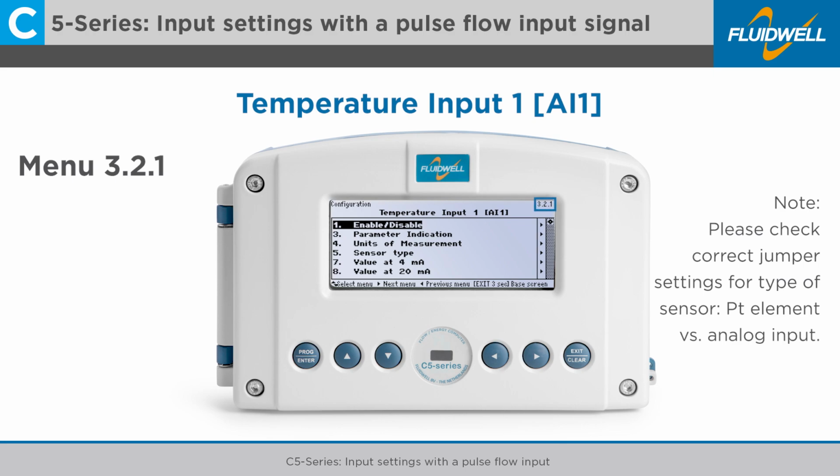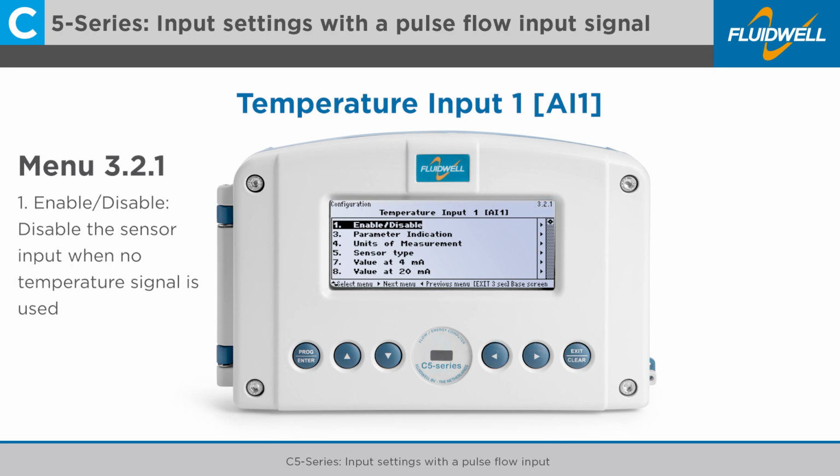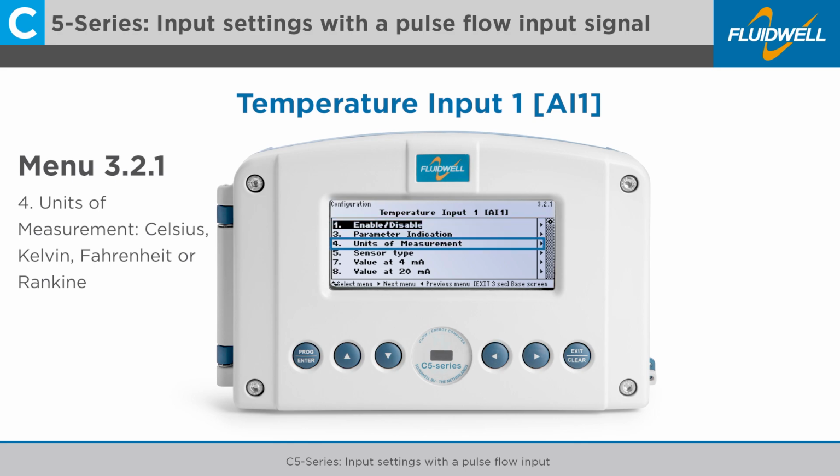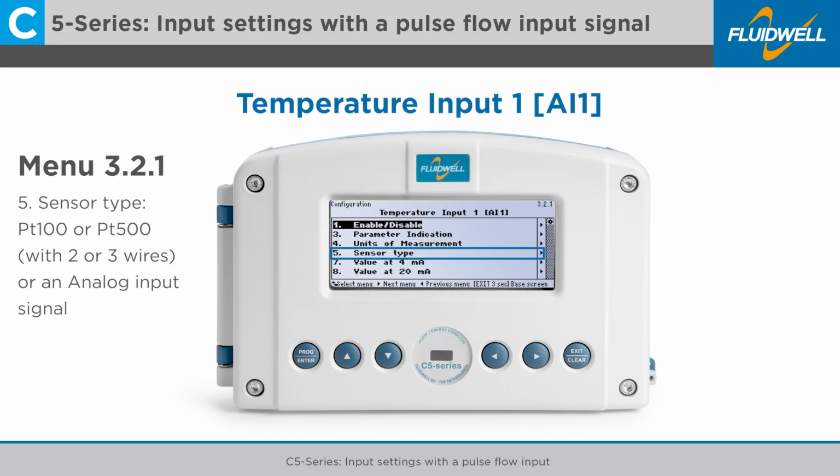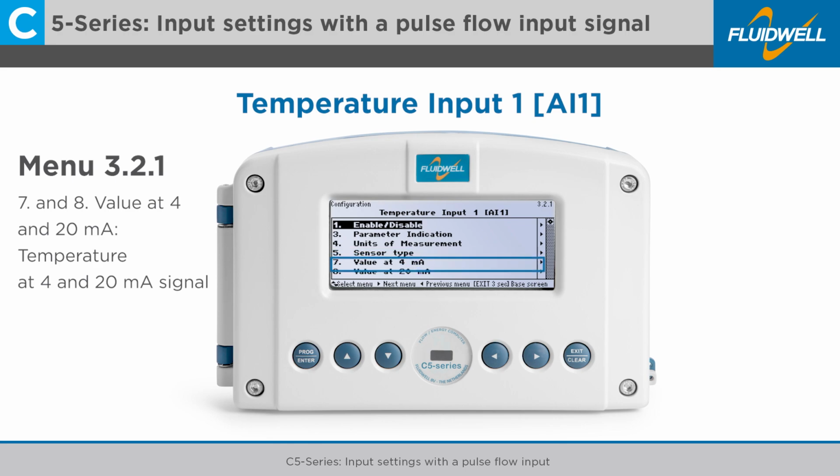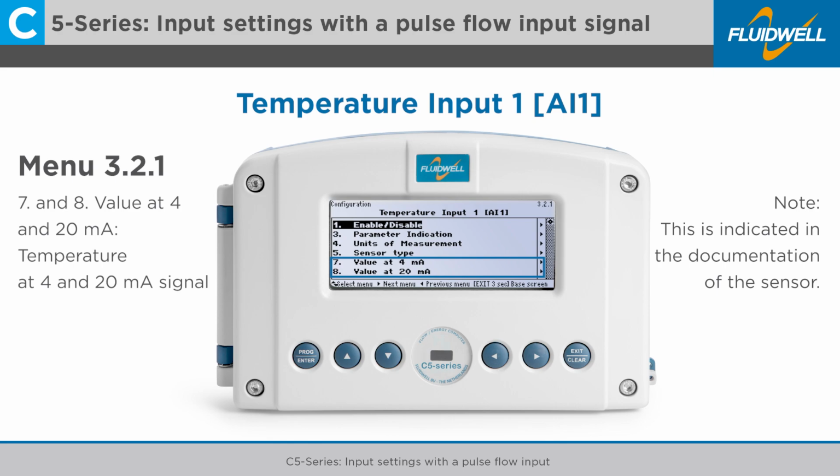Menu 3.2.1 contains the following items. 1. Enable Disable. Disable the sensor input when no temperature signal is used. 4. Units of measurement. You can choose between Celsius, Kelvin, Fahrenheit or Rankine. 5. Sensor type. You can choose between several PT types or an analog input signal. Menus 7 and 8. Value at 4 and 20 mA. Enter the temperature at which the 4 and 20 mA signals are generated. This is indicated in the documentation of the sensor.